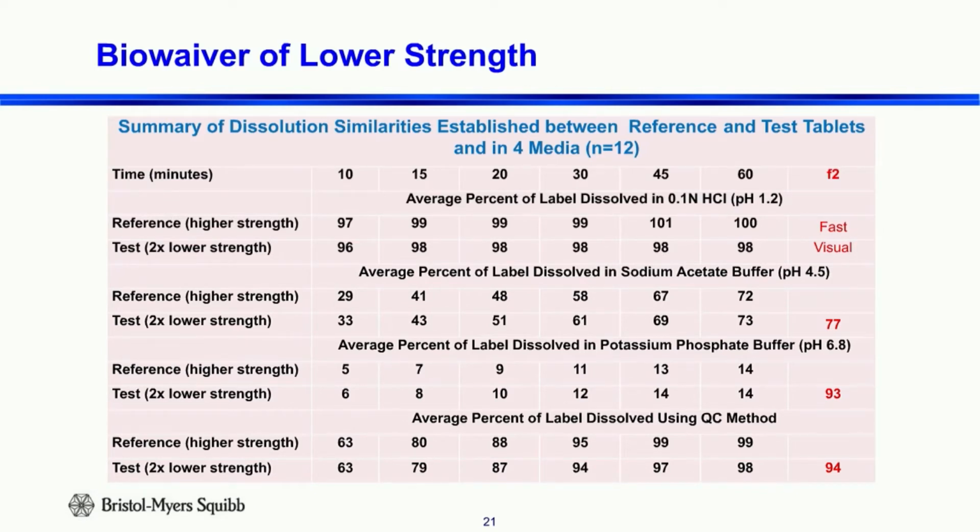However, by F2 calculation for the other conditions, they all pass the 50 criteria, which means they are equivalent. With this data, we were successful to get approval around the world.